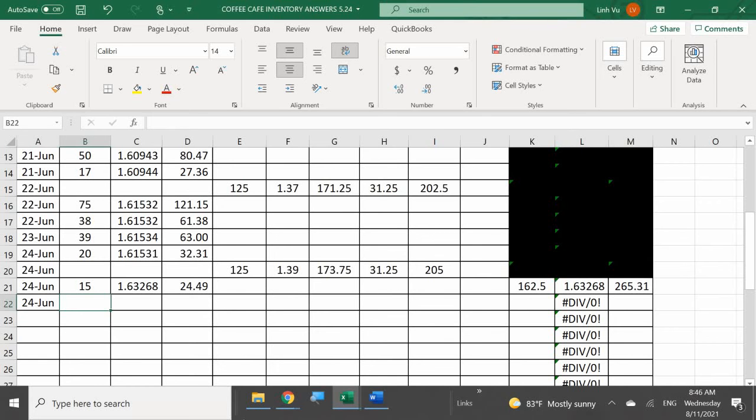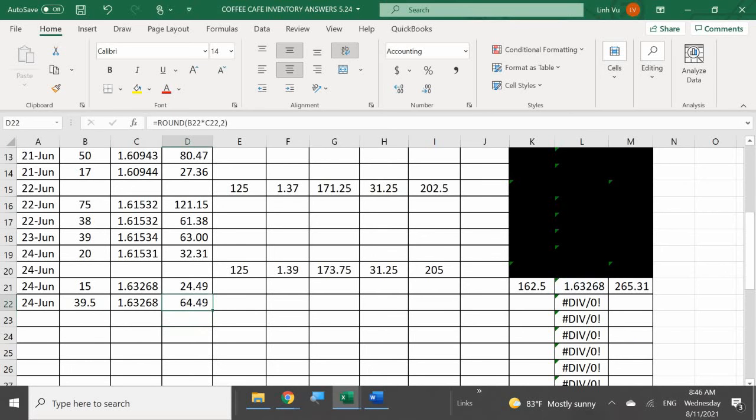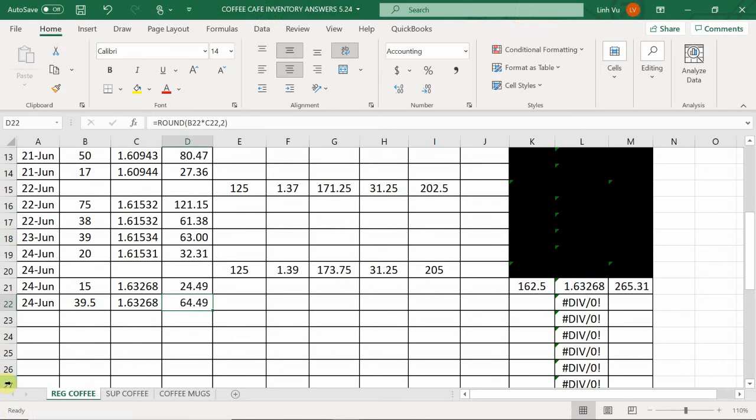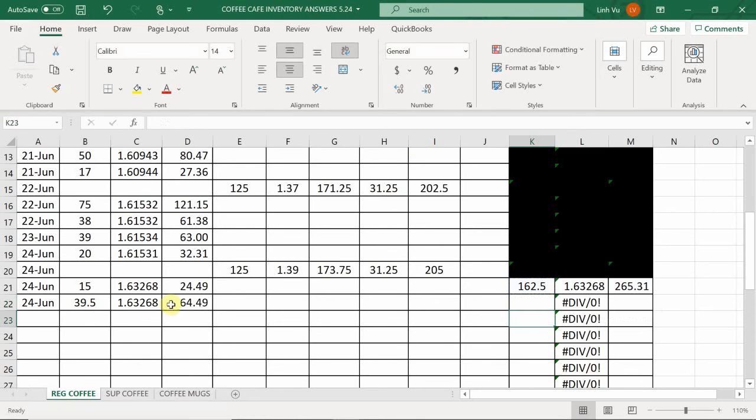39.5 pounds. That's 1.63268. Gives us a total of 64.49. Let me see your formula, because it gave me 64.48. I don't think I'm doing the equal round again.